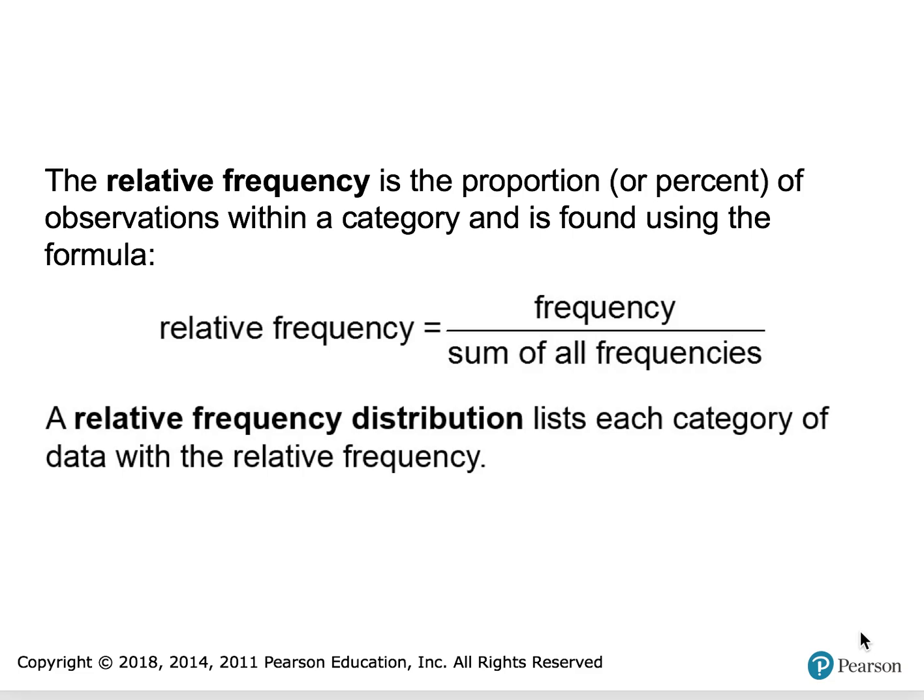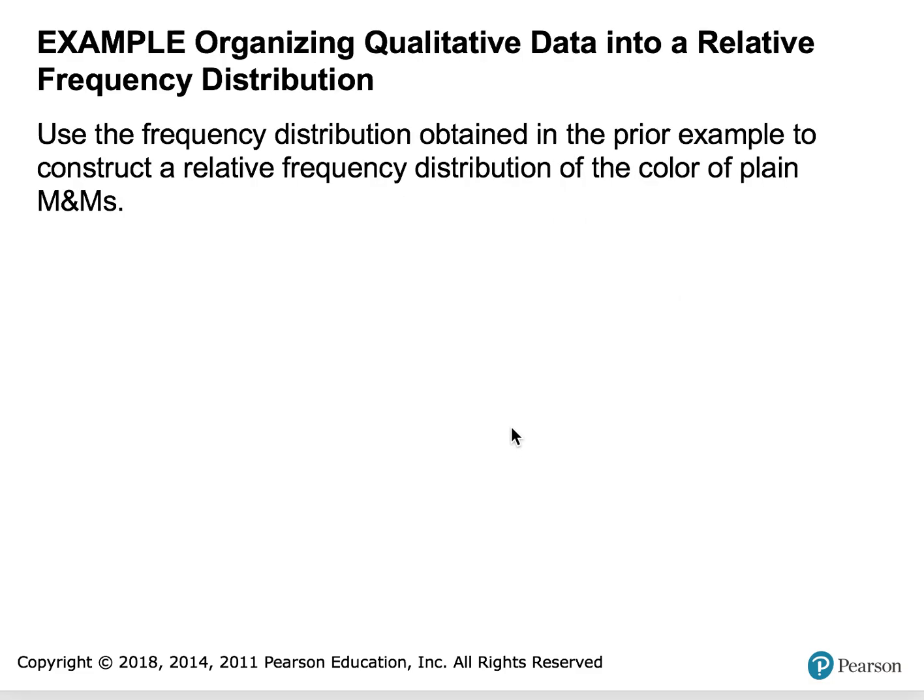Often we want to know the relative frequency of the categories rather than just the frequency. The relative frequency is the proportion or percent of observations within a category, and is found by taking the frequency and dividing it by how many there are. A relative frequency distribution lists each category of data with the relative frequency.